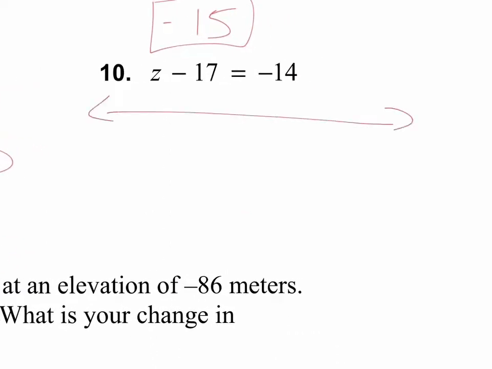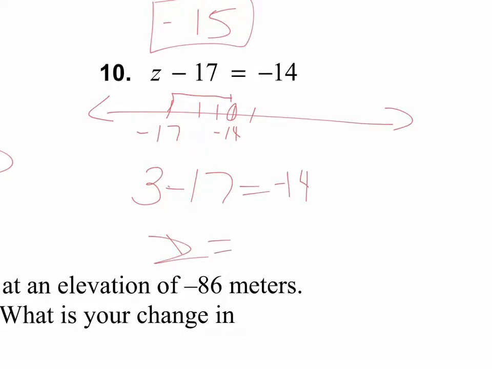We don't know where z is, but we know that we're at negative 17 here, right? Okay, we need to go to 1, 2, 3. So I need to go to 14, so 16, 15, 14, right? I need to go right here. Okay, so in order, I need to add something to that 17. I need to add 3 to 17. So in order to get to negative 14, I'm going to do 3 minus 17 is equal to negative 14 because we're adding that 3. So z is equal to 3.